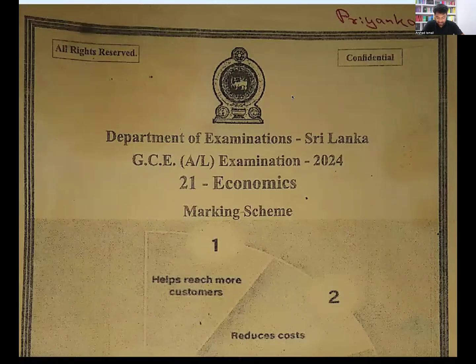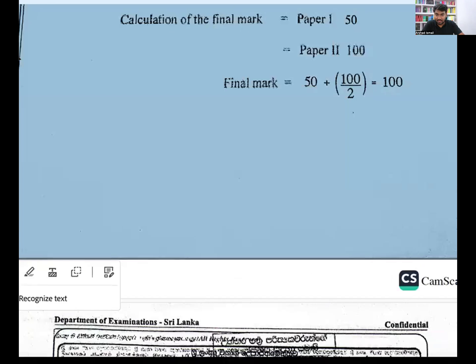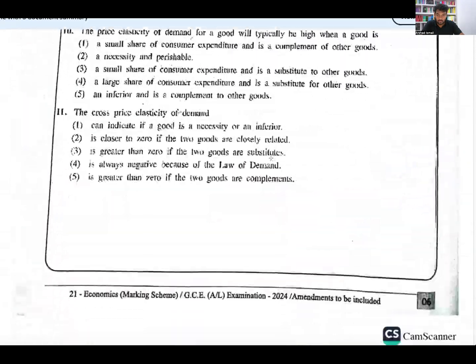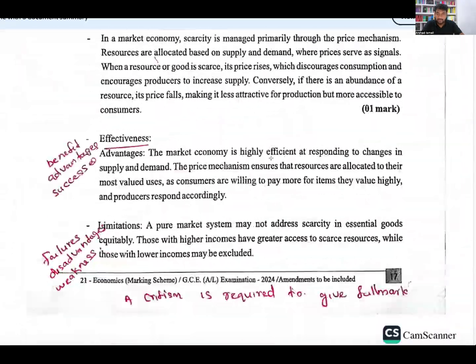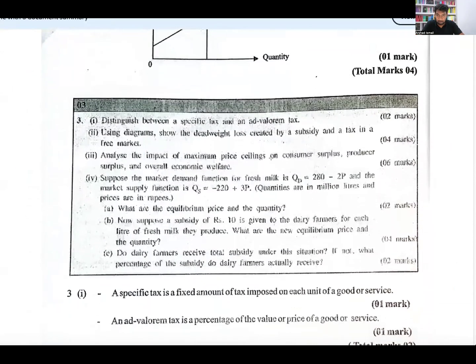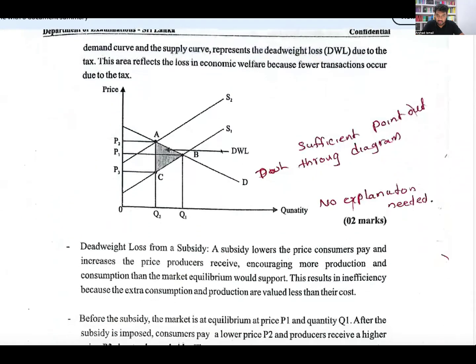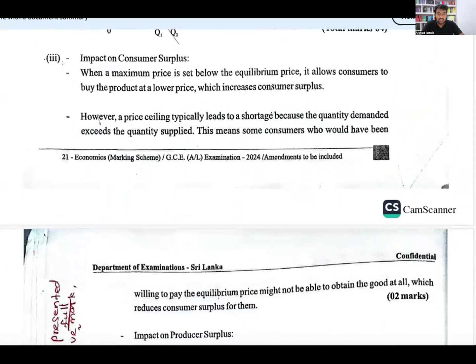I'm guessing you all can see another screen now. That's the last question. So if you go down, this is the original marking scheme. This one, question 3, part 3. Part 3 is this: impact on consumer surplus.